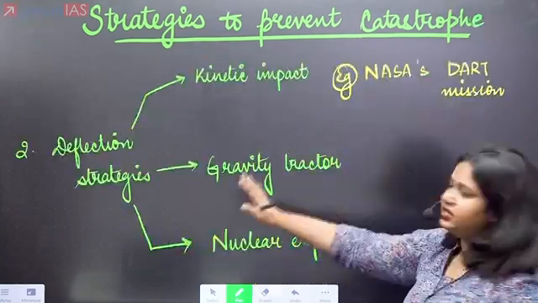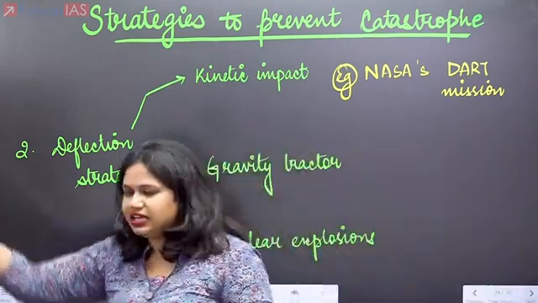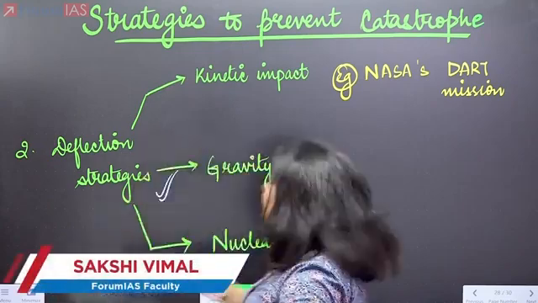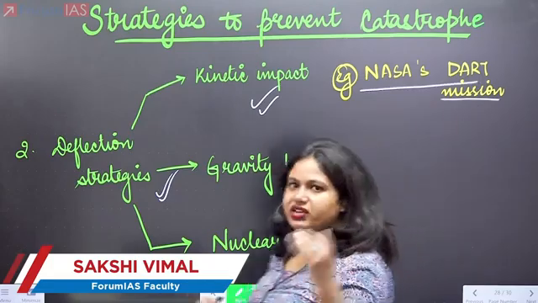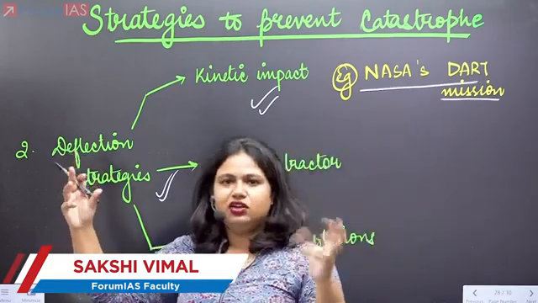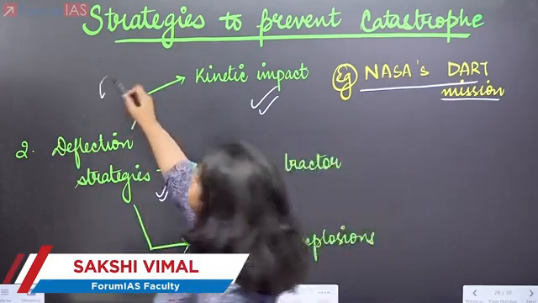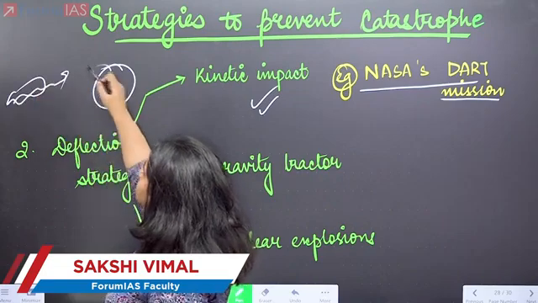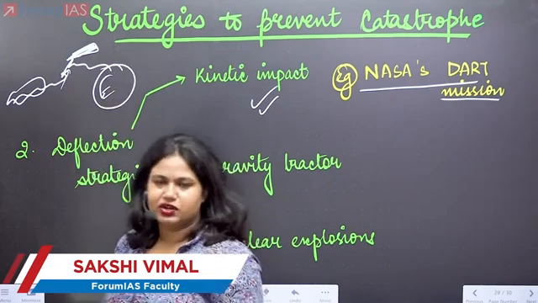So it has to do with early detection. Then you have deflection strategies. When you see that an asteroid is coming towards the Earth, what can we do? We can have kinetic impact, which is NASA's DART mission. A missile or a different spacecraft goes and hits the asteroid. So if this is the Earth and the asteroid is coming towards the Earth, Earth can respond by sending an object to hit the asteroid and break it apart.